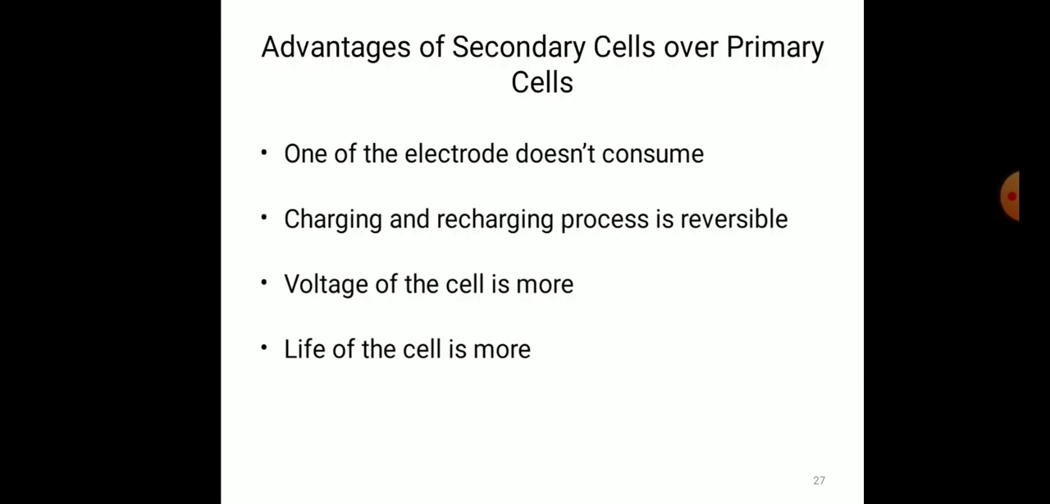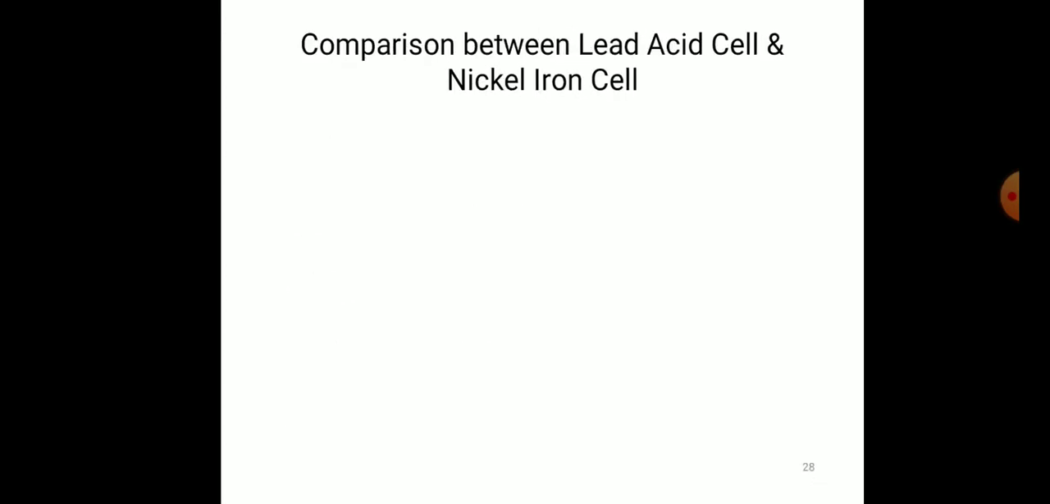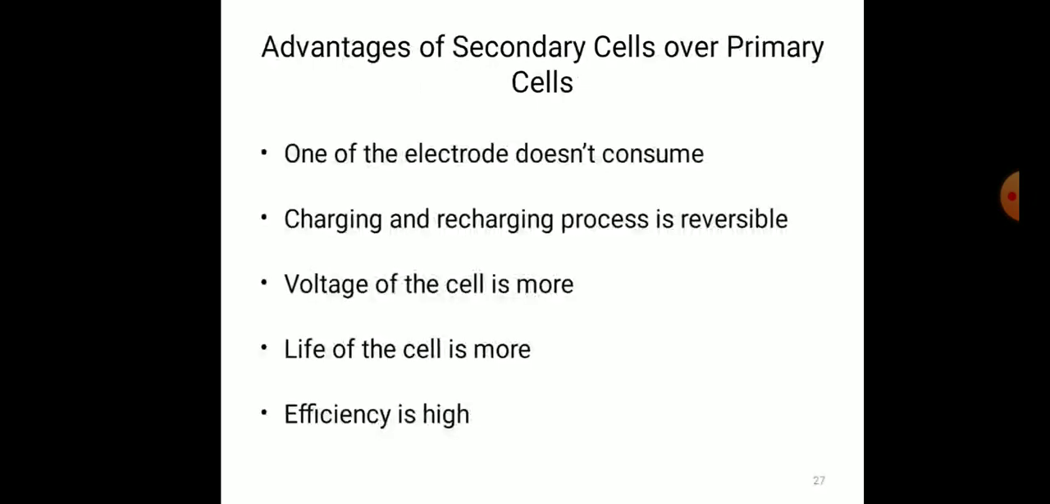The voltage of the cell is more. The secondary cell has more voltage capacity compared to the primary cells. The life of the cell is also more compared to the primary cell. Once a primary cell is used, it should be thrown away; it is not useful. But coming to the reusable or secondary cells, we can use them again, so the life of the cell is improved. And also the efficiency is high.